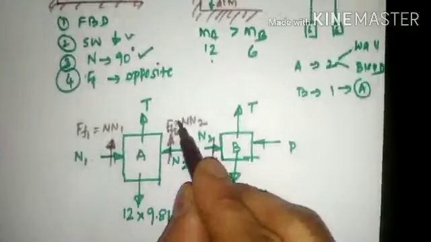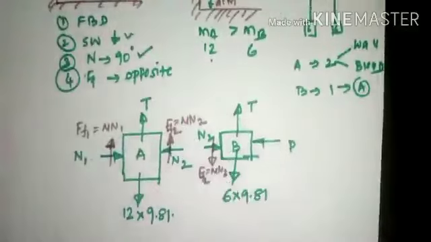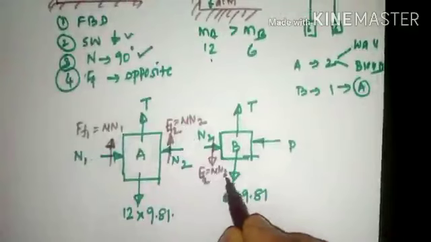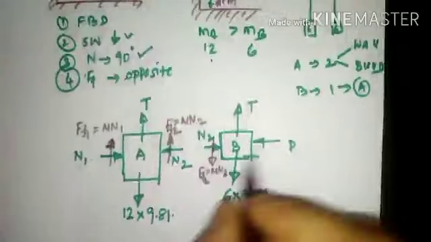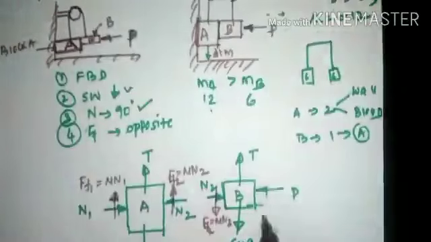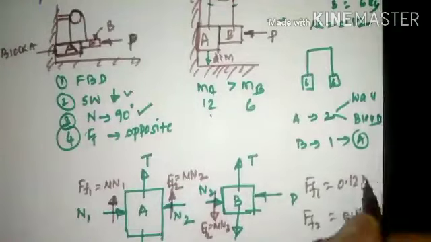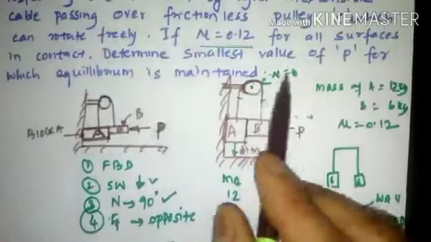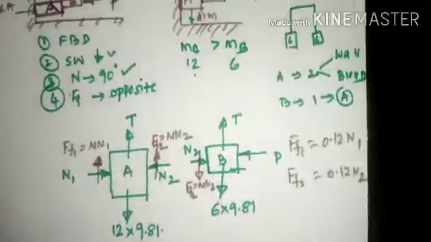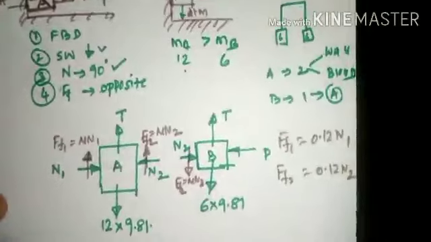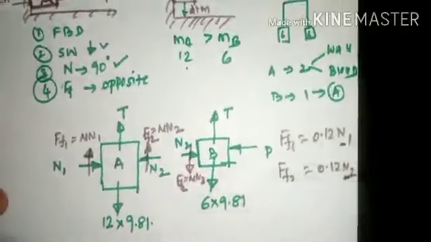As shown here it is upward, and on block B it will be shown in the downward direction, which will be mu times N2. The value of mu has been given as 0.12. So F_f2 shall be written as 0.12 times N2. Likewise, F_f1 shall be written as 0.12 times N1, because the coefficient of friction of all surfaces is 0.12. There is no variation with respect to the coefficient of friction, so the mu value will remain the same. Now what varies? The friction force magnitude will vary depending upon the magnitude of N1 and N2.